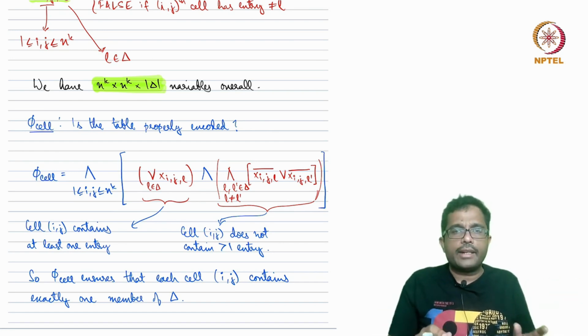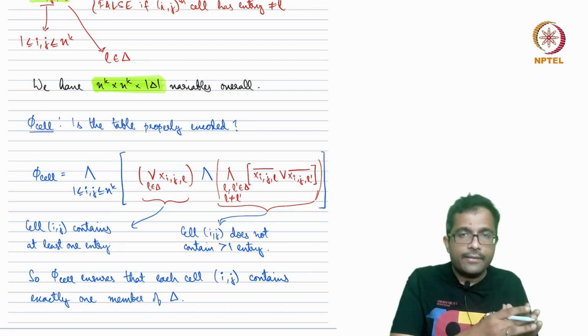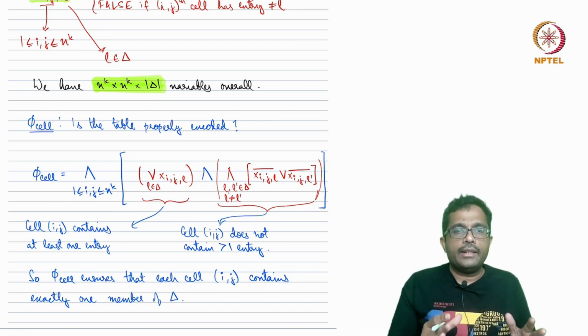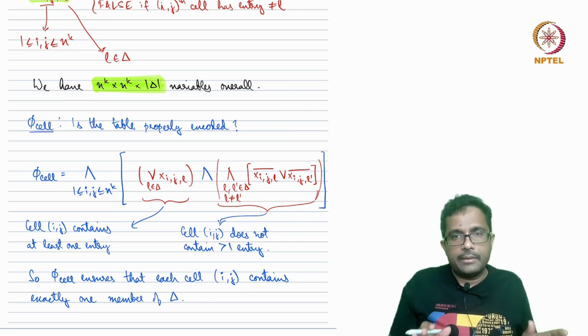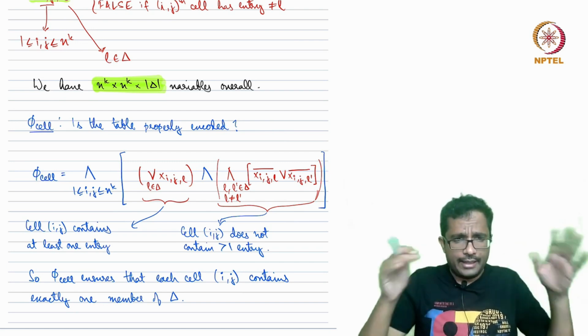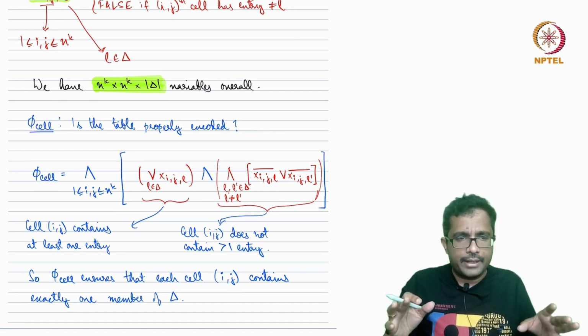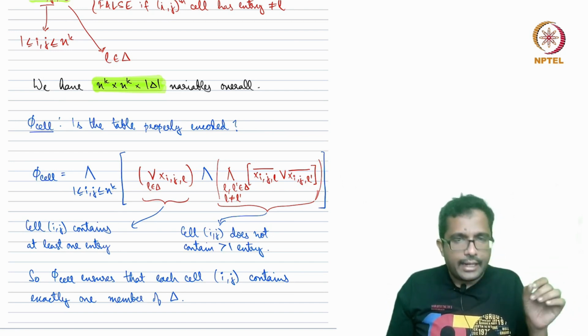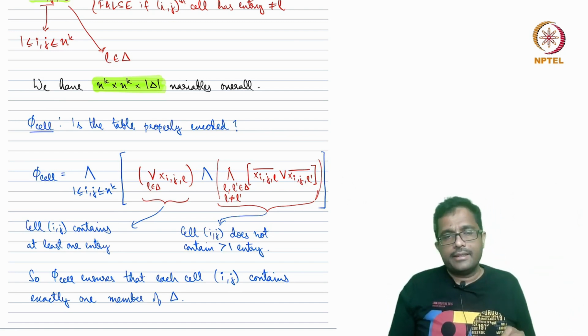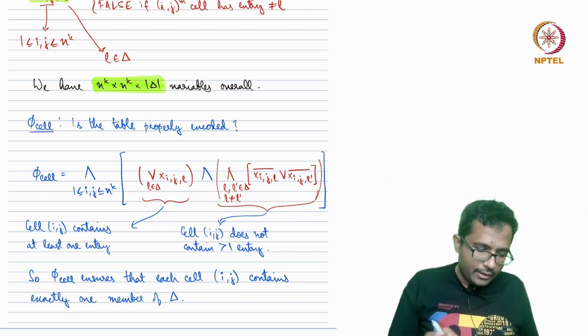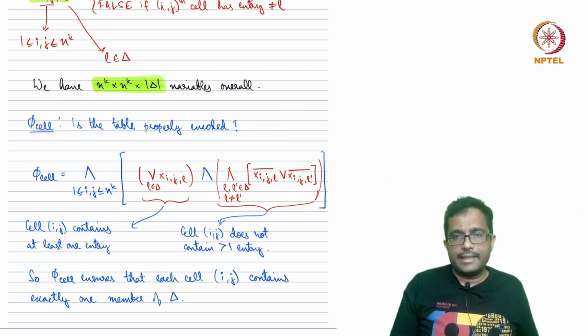So basically this is what I mean by, are the variables properly encoding an actual table. I'm not even bothered what the table contains. The table can contain garbage, but is it capturing one entry per each cell of the table? That is what the formula phi cell indicates.